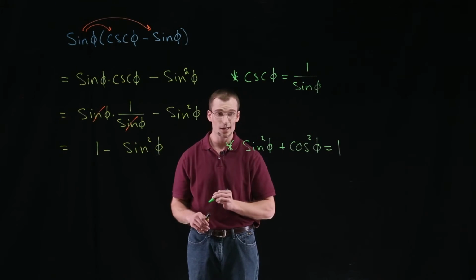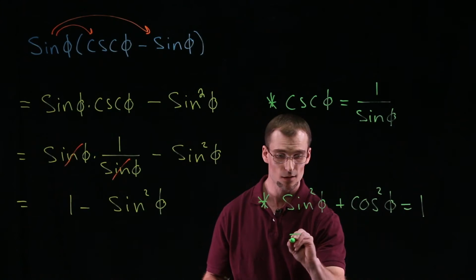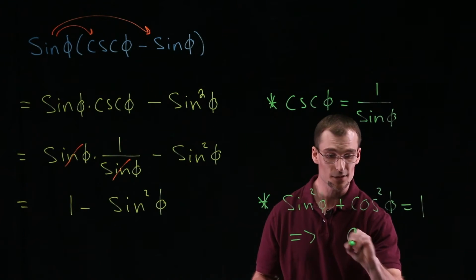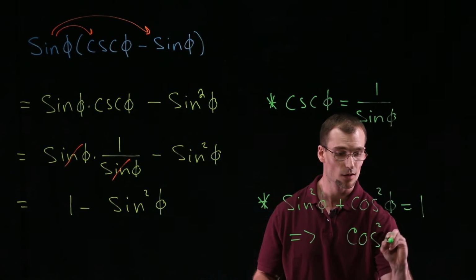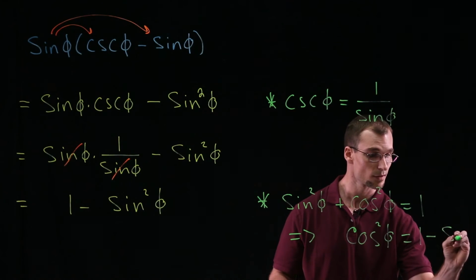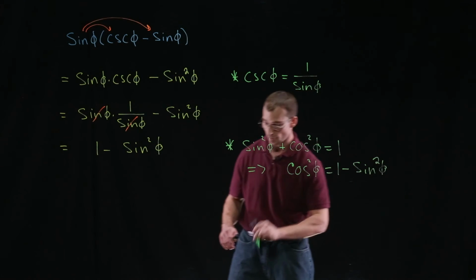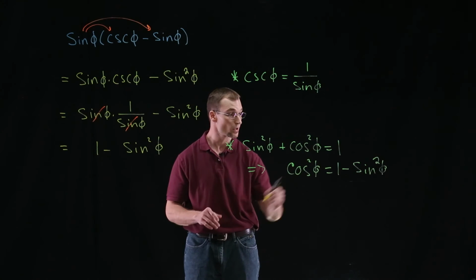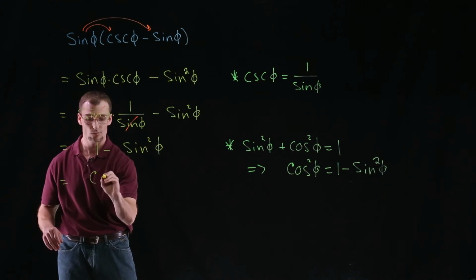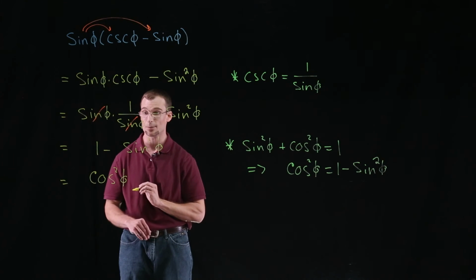Now we have 1 minus sine squared phi. So taking a look at what we have here, we can see if I subtract sine squared from both sides, that's going to leave me with cosine squared phi equal to 1 minus sine squared phi. And we'll use that substitution, 1 minus sine squared phi is equal to cosine squared phi.